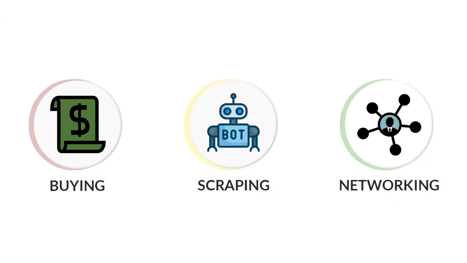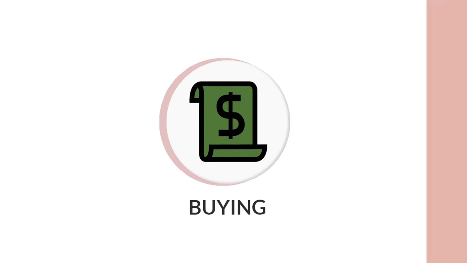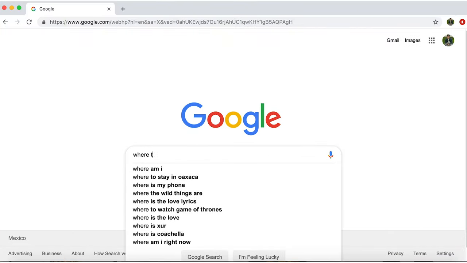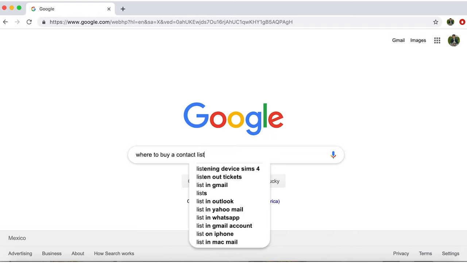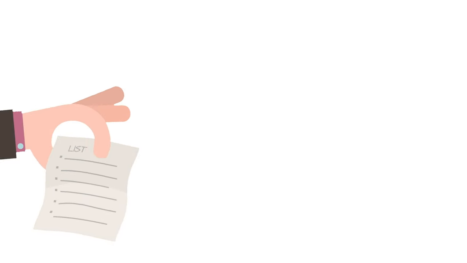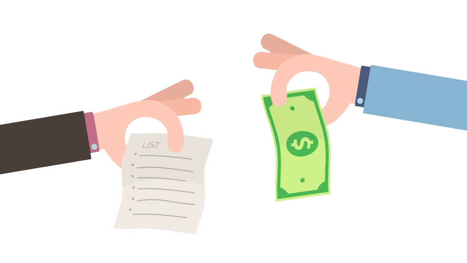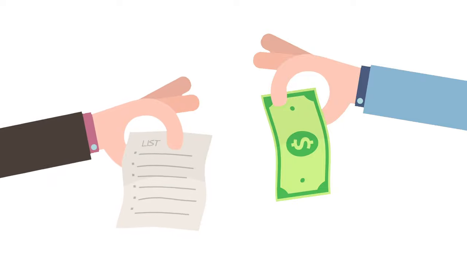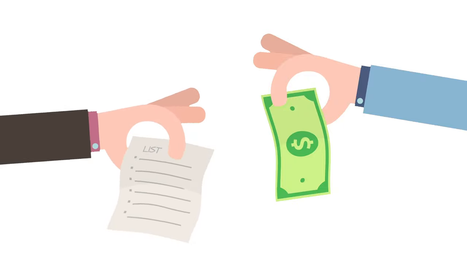Finally, let's discuss buying an email list. Google where to buy a contact list, and you'll get plenty of options. Even though this could seem like the fastest, cheapest way to get an email list, this isn't always the case. Sometimes you may come across duplicated or even invalid email addresses. And depending on the country you're in, the laws for acquiring an email list may vary.